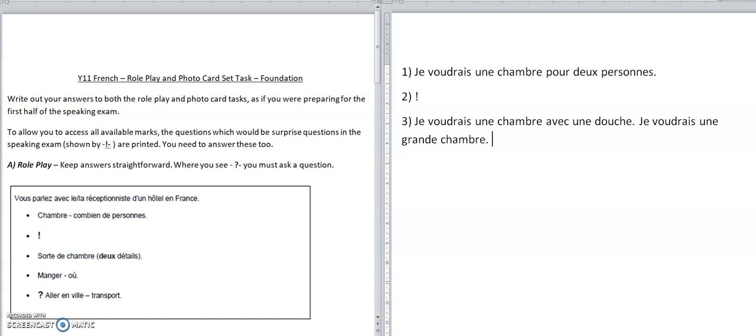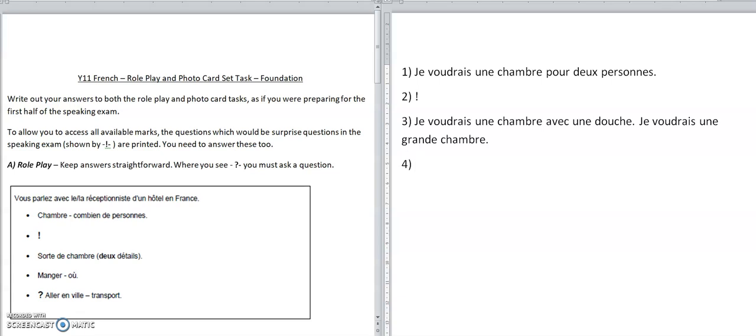Yeah, that's not quite the same as having a big bed, but it's kind of playing around with the words we've got. So, je voudrais une chambre avec une douche et un grand lit. That's one sentence, but you've still got two details in there, or make it two sentences. Keep it simple.